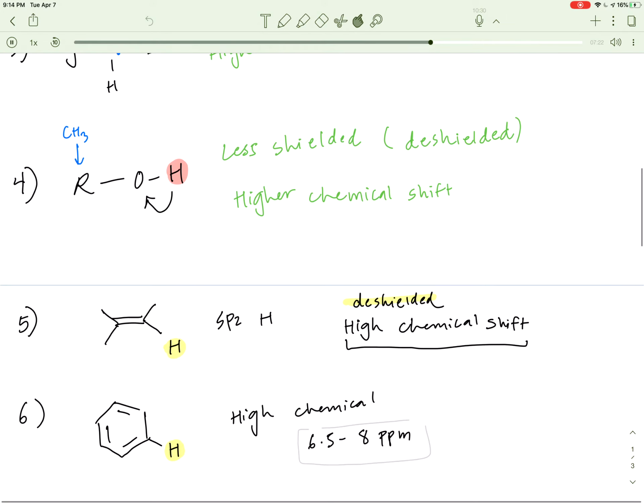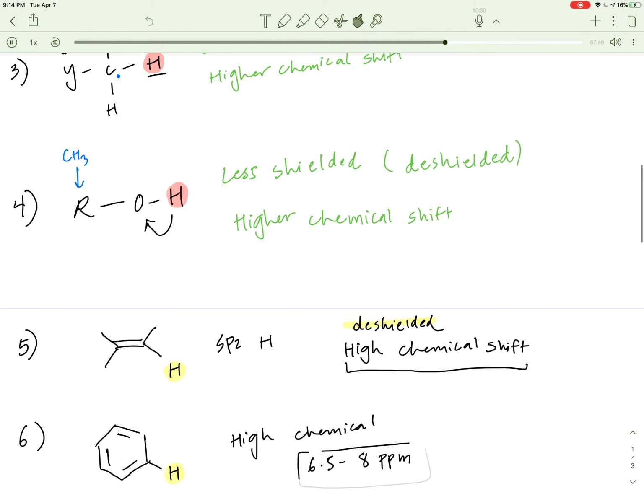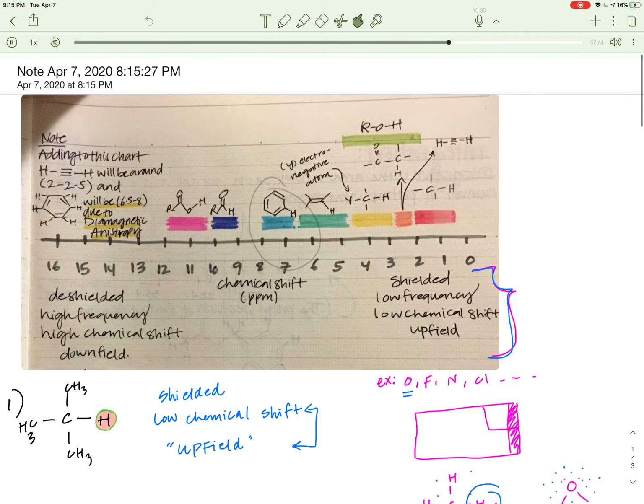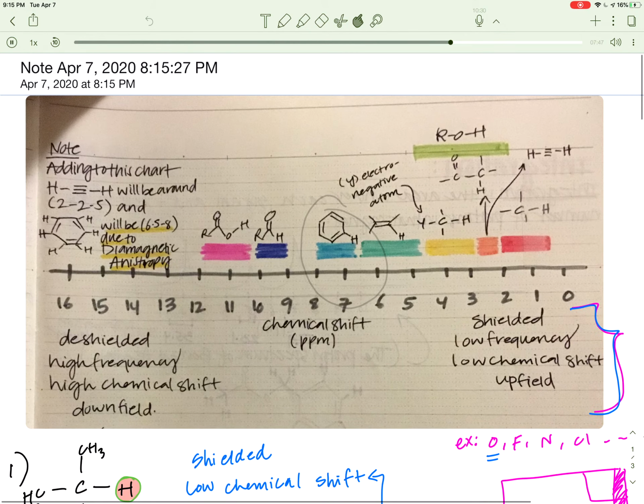Right, so this one, number 6, is a hydrogen on a benzene, or that's what we call aromatic usually. So my hydrogen is still on a double bond, but it's on a benzene ring, and that will make it even higher chemical shift than normal, somewhere between 6.5 and 8 ppm. So what does that mean, 6.5 and 8? If you look at the chart that I gave you at the beginning, that's the range. That's the range for those hydrogens that are aromatic hydrogens on a benzene ring.